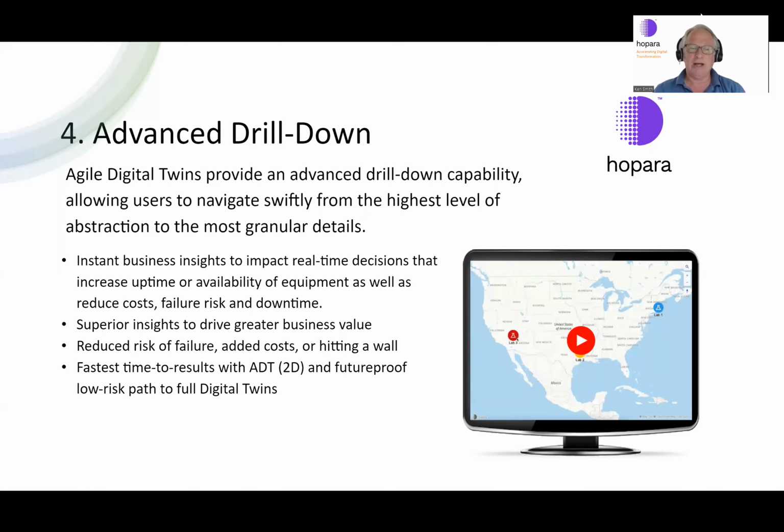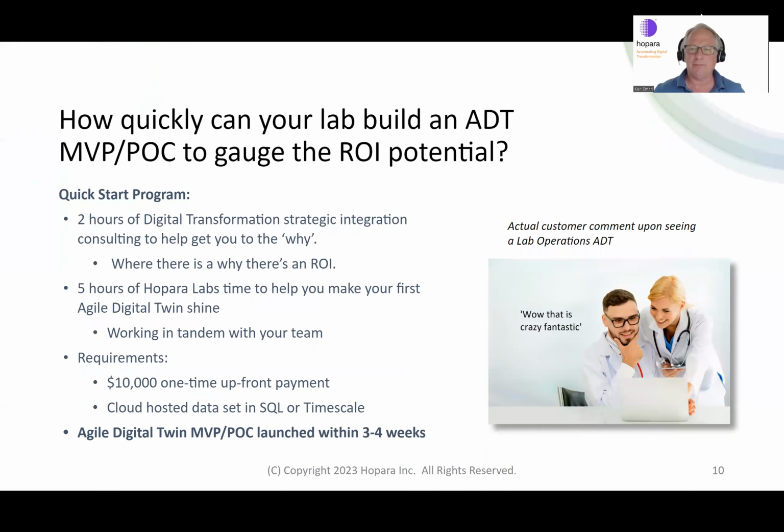But what this does is it gives you the fastest time to results with an ADT. Again, 3D when you need it, 2D when you don't. In most cases, you don't really need that full-scale 3D view. That lets you get to an application much faster so that it can begin to deliver ROI much faster.